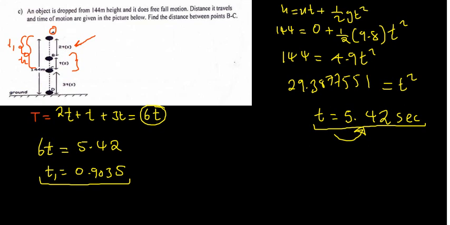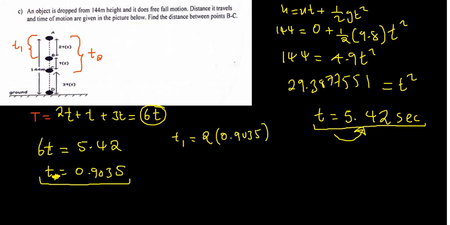So how do you do that? Since we've already found the value for this small t, we see that from point A to point C, it is 2t plus t, which is 3t. So we are talking about motion from here up to there, then from here just up to here. Let me call this T1 and this T2. To find T1, it is equal to 2t. So that is 2 multiplied by 0.9035, which gives us 1.807 seconds.